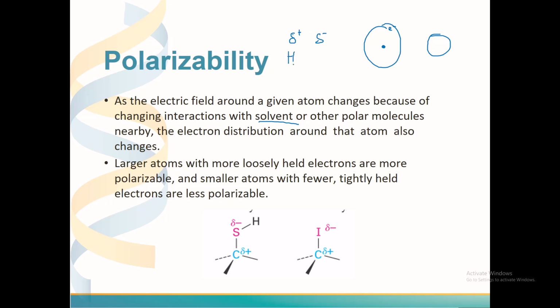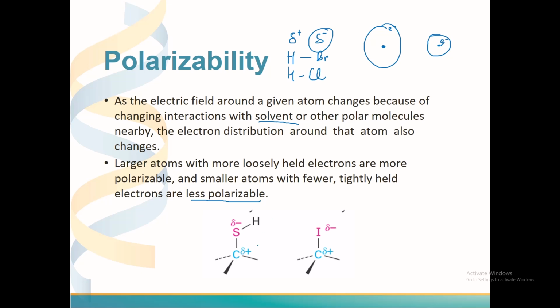For example, when you are comparing HBr and HCl, hydrobromic acid and hydrochloric acid, since bromine is larger compared to chlorine, bromine will have a stronger polarity. Since chlorine is smaller, the electron is even closer to the nucleus, thus the bond is stronger. Thus it is less polarizable in this case.